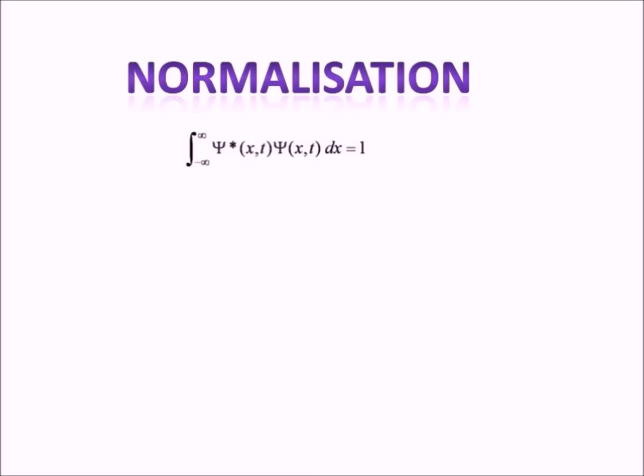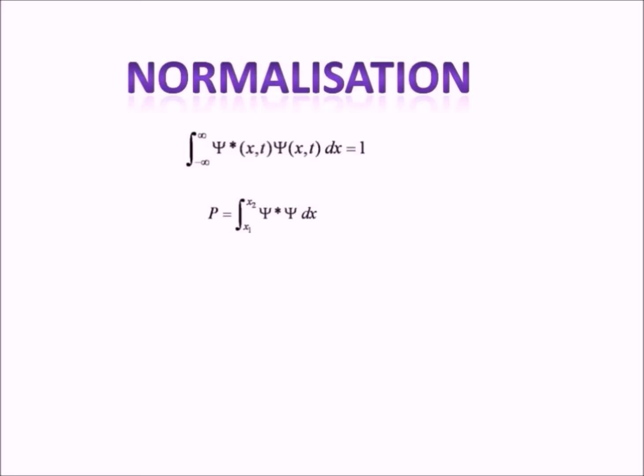The formula for probability is given by integration over x1 to x2, or generally we take minus infinity to plus infinity, of psi star psi dx. So if this probability, the integral of psi star into psi dx, is equal to 1, then we call psi a normalized wave function. So what does this mean?